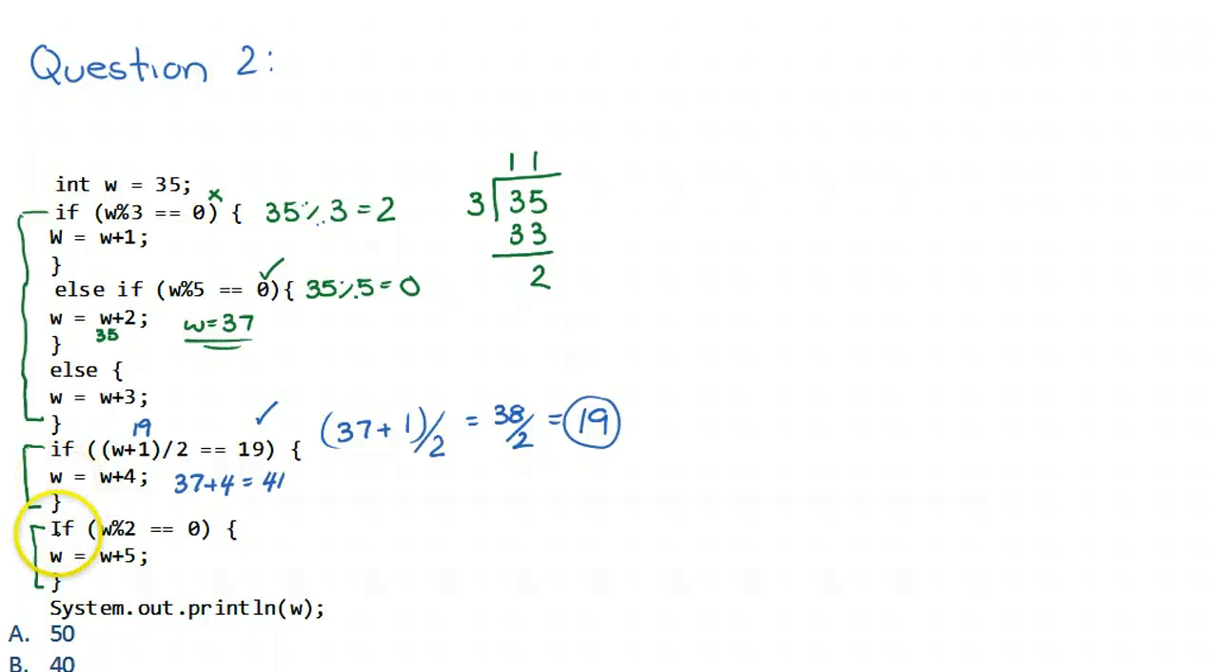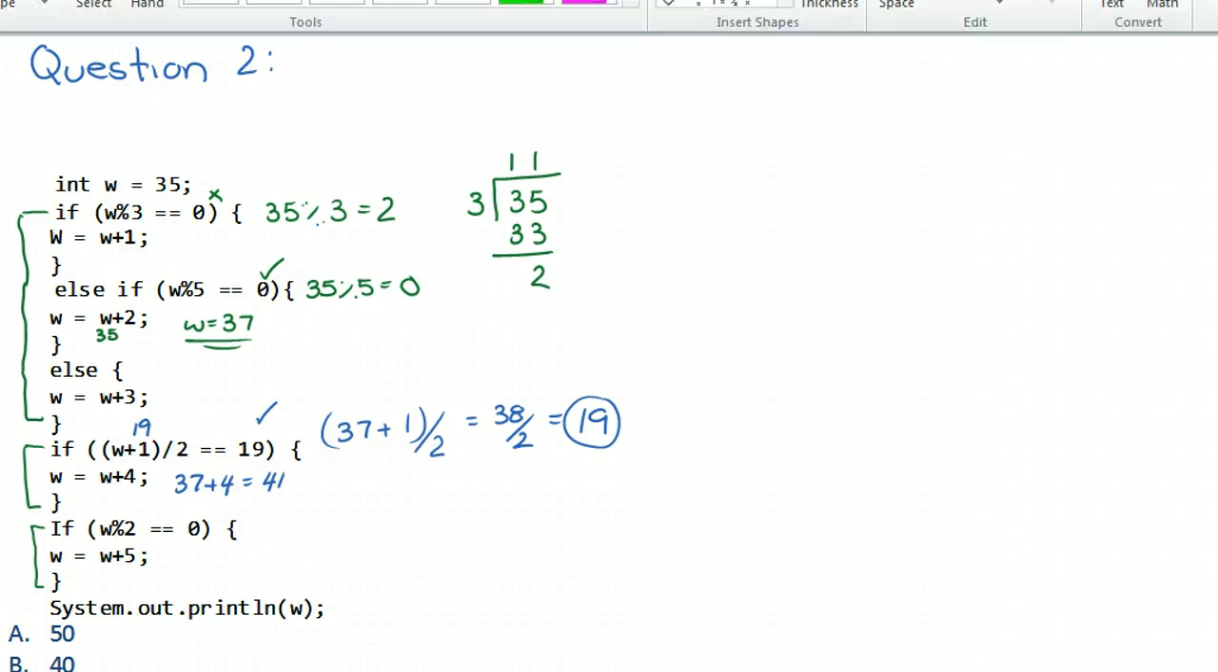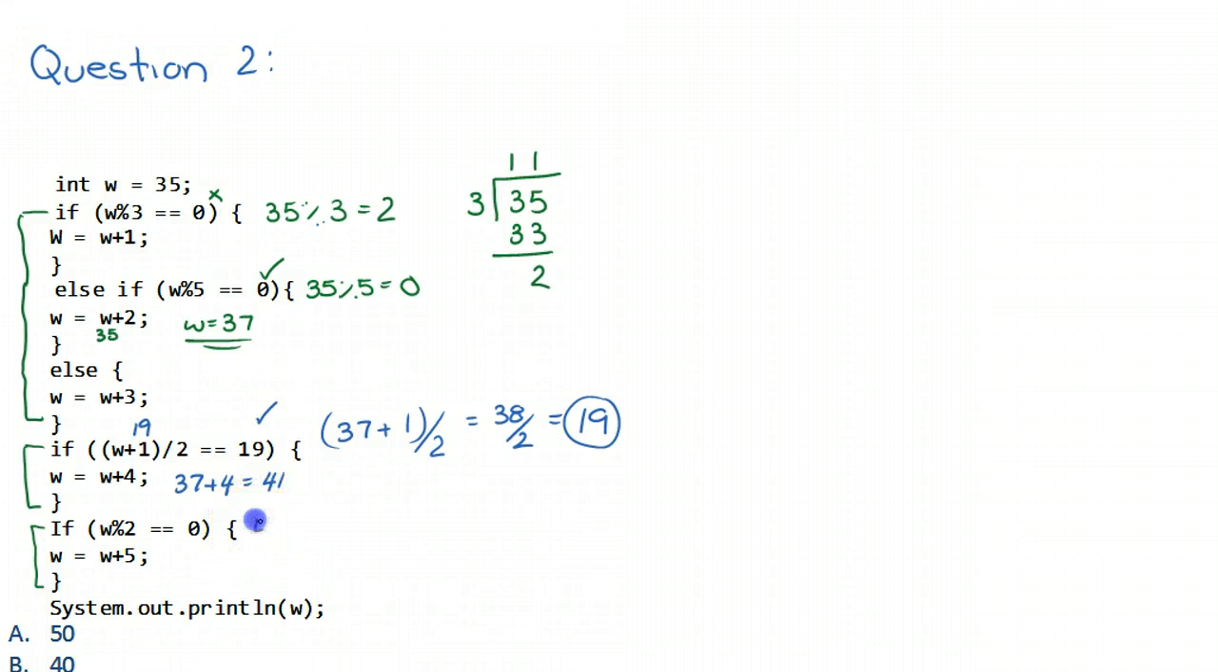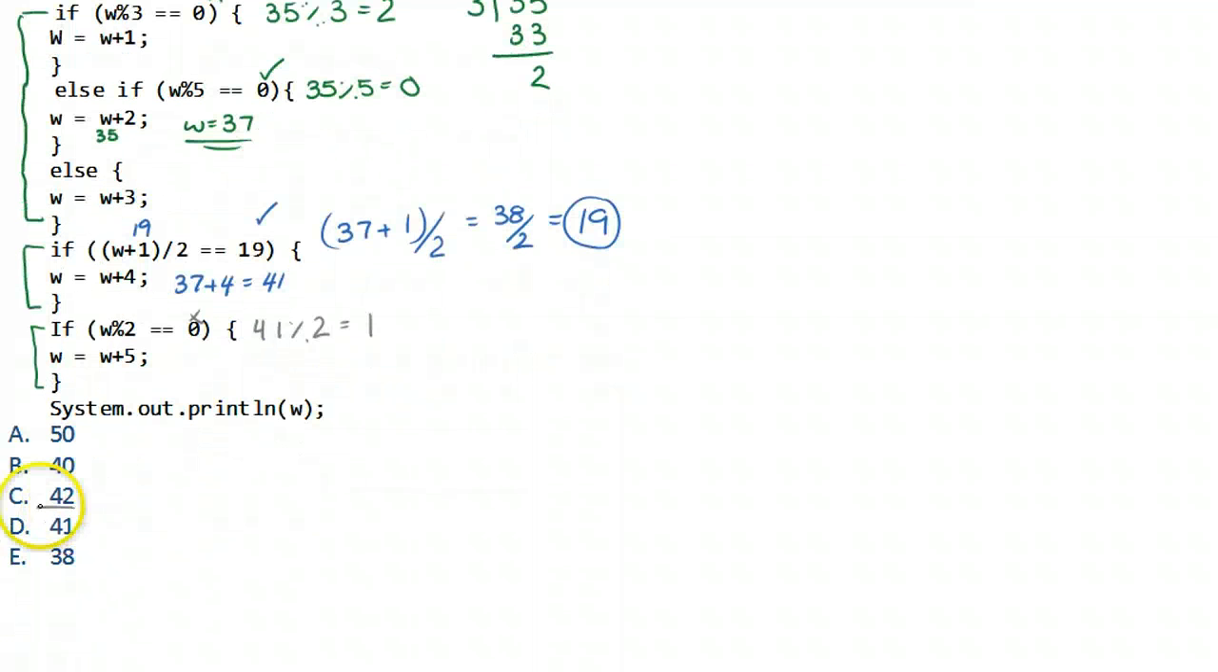And then we come down to this if statement. So we now have 41. Let's change colors again, just to keep things fun. So we get 41 mod 2. Well, we can see 41 is an odd number, so we know 41 mod 2 is 1. So that fails. So it skips this and prints out W. So W has the value of 41. If I come down here and I look, there's my answer, 41. I hope that helped.